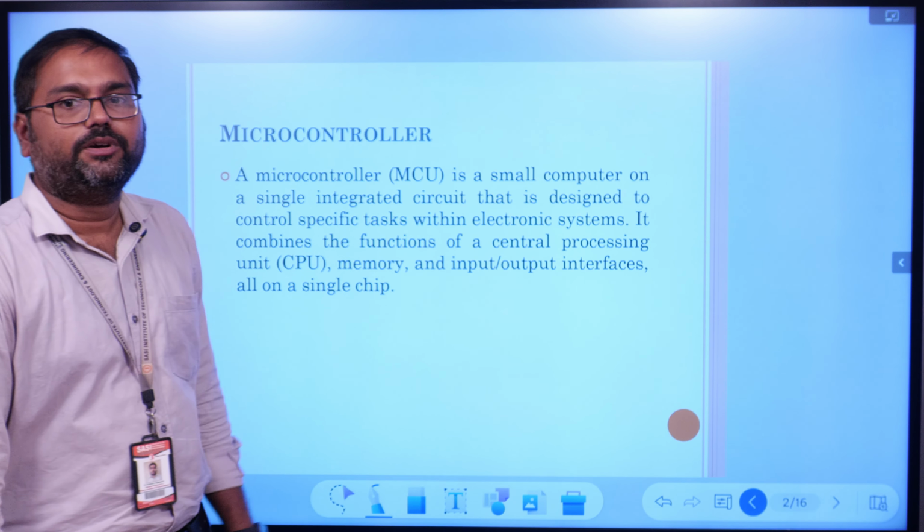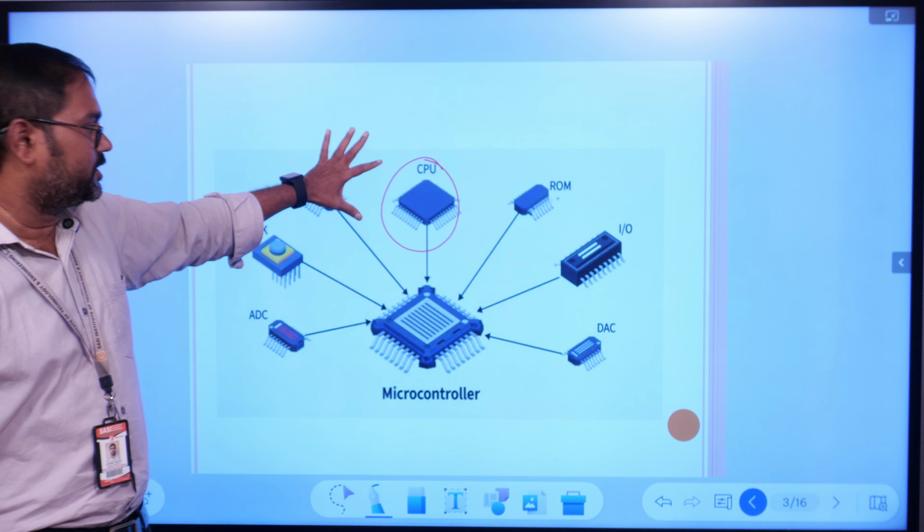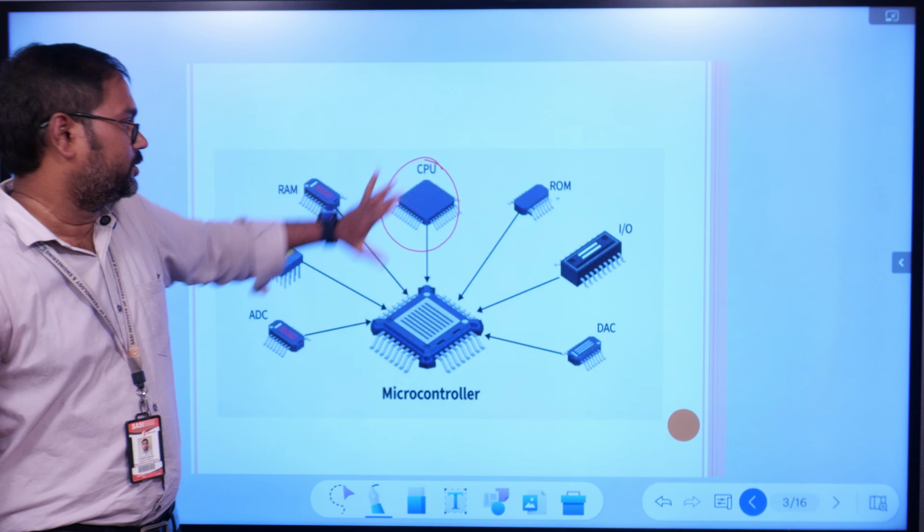Coming to the definition of microcontroller, all the components like timers and counters, IO ports, and memory devices like RAM and ROM are embedded on a single chip. This is the definition of the microcontroller. This figure shows the microcontroller. Here the CPU, the central processing unit, is the main part of the microcontroller. It can perform any type of arithmetic or logical operation. It is the brain of the microcontroller.